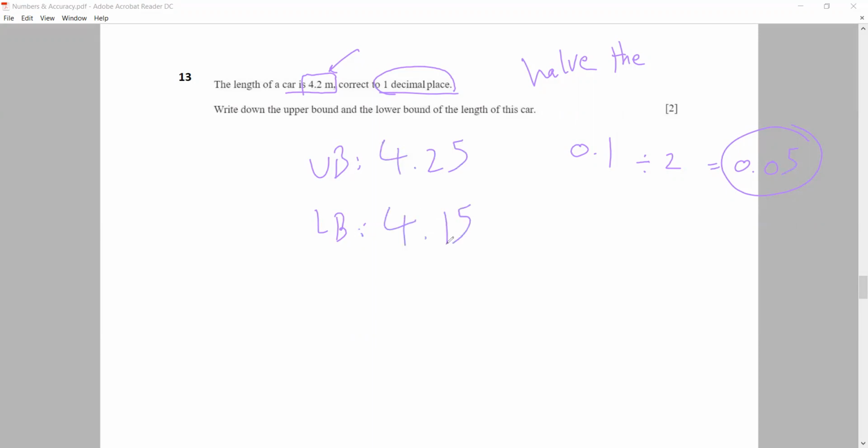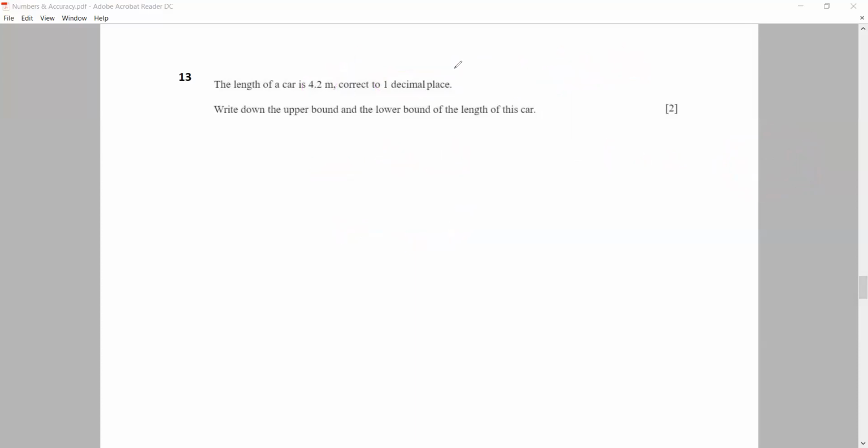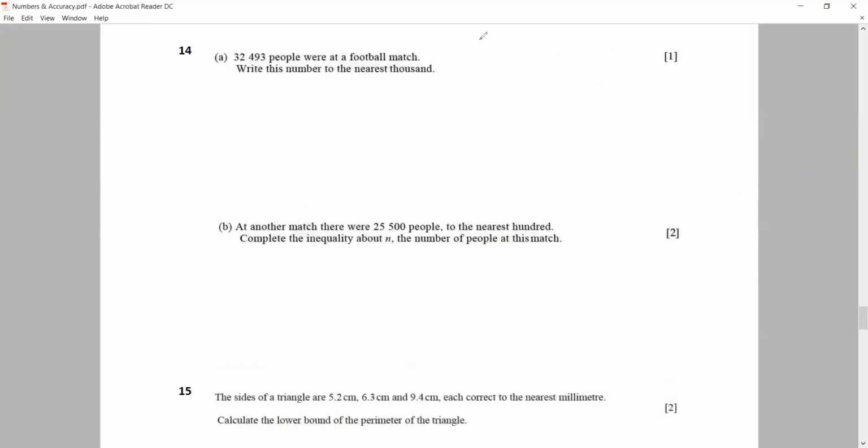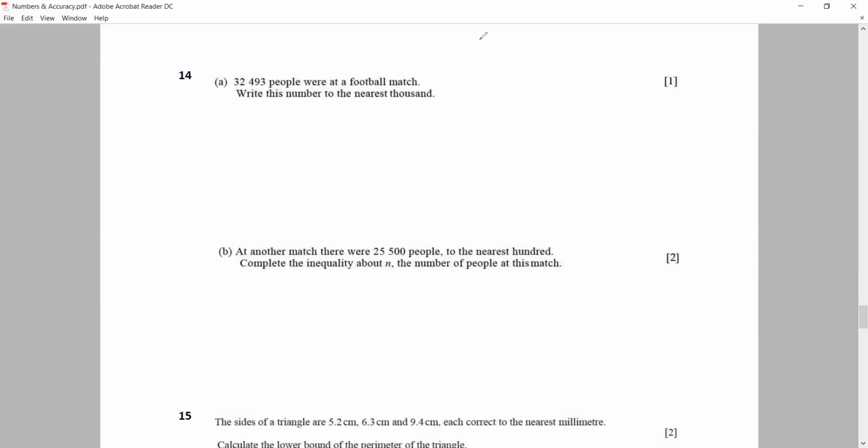So the technique, the procedure is always the same. Just have the level of accuracy. In this case, it's 1 decimal place. It could be 1 mm, it could be 1 cm, it could be the nearest 10 or nearest 100. It doesn't matter. You always divide that by 2, and then add it to the original number to get the upper bound, and subtract it to get the lower bound. So maybe if we do the next questions, you grasp it better.